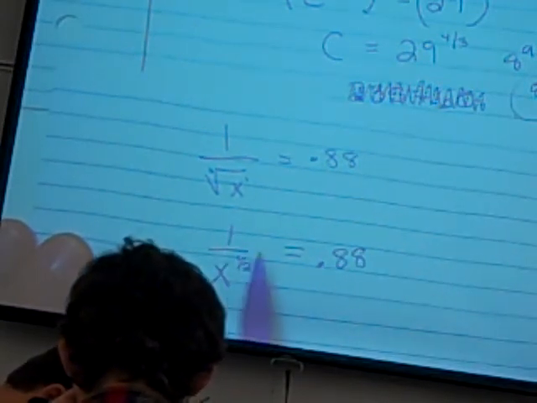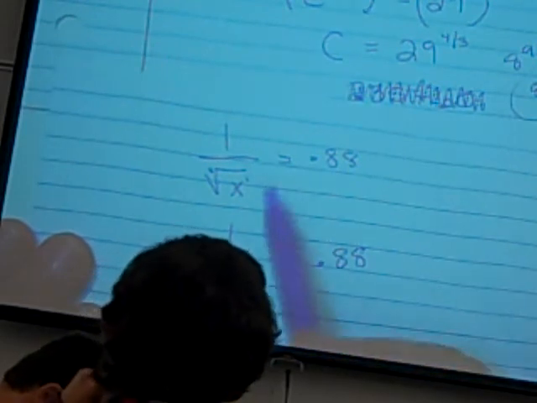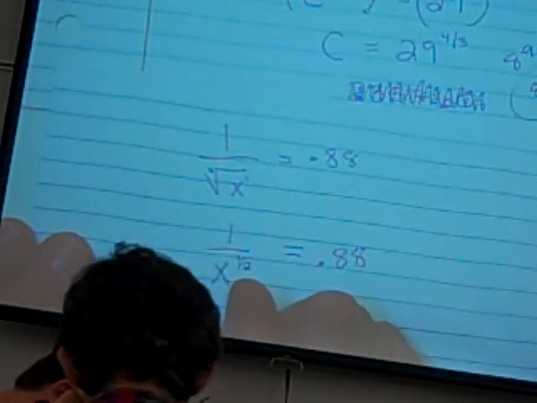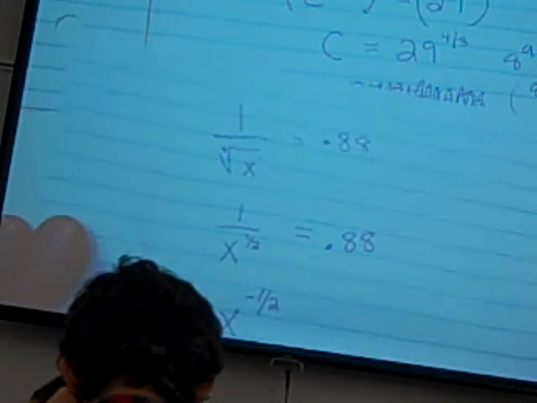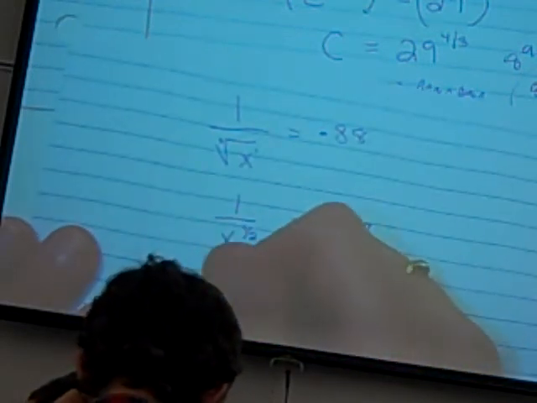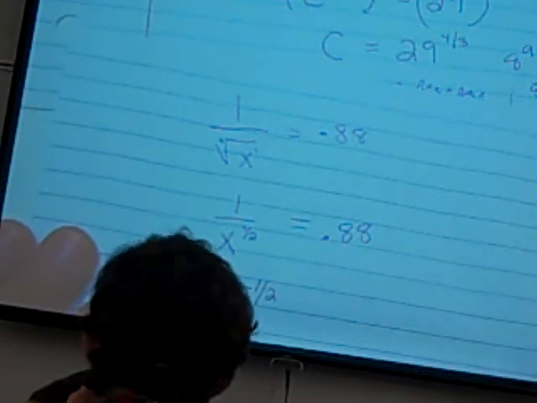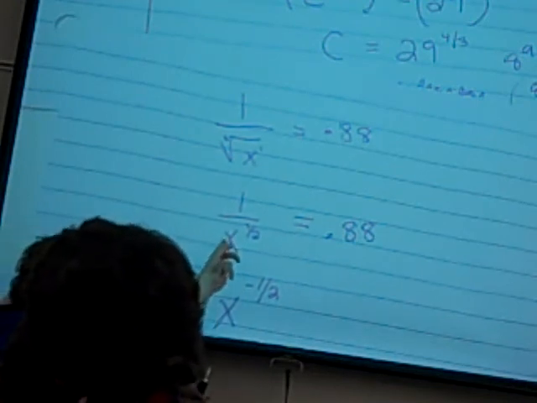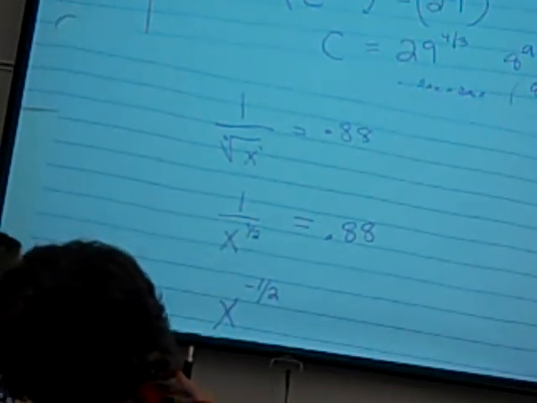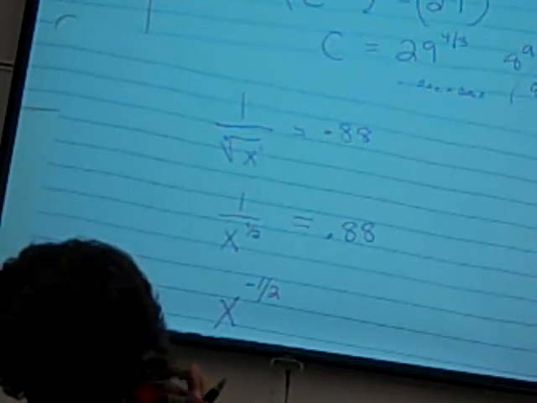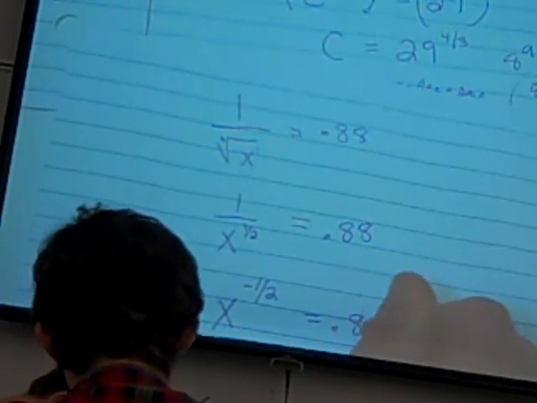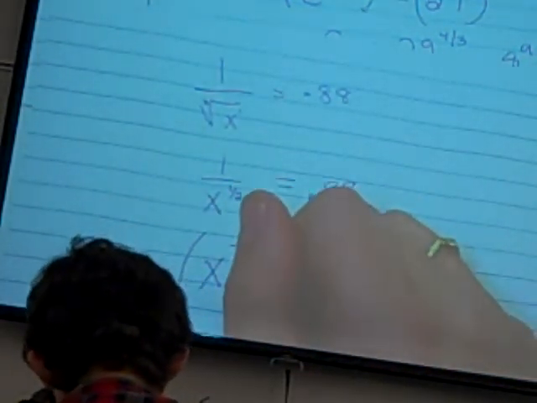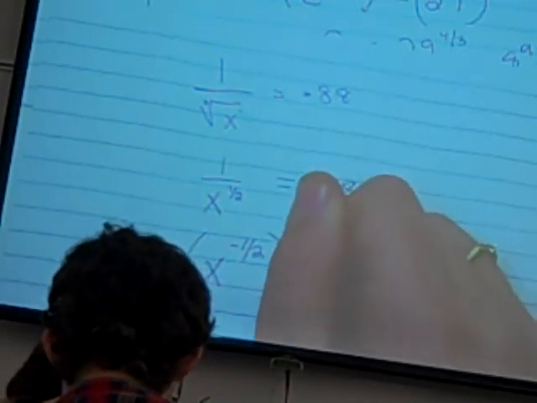So, how could I get rid of that? Really, this whole thing is x to the power of negative 1/2. How do I know that? How do I know it's x to the power of negative 1/2? Because it's under the fraction bar. So now if I have x to the negative 1/2 equals 0.88, I would just multiply both sides by the reciprocal, negative 2, or negative 2 over 1.